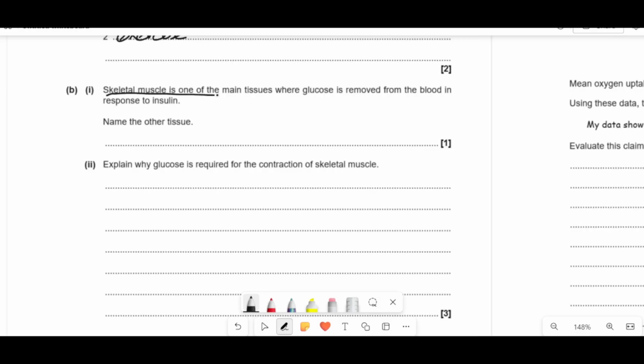Next it says, skeletal muscle is one of the main tissues where glucose is removed from the blood in response to insulin. What is the other one? It is the liver. One way of remembering that is that the liver is rich in glycogen. So if there's glycogen there, there's glucose being stored, so it must have taken glucose at some point.